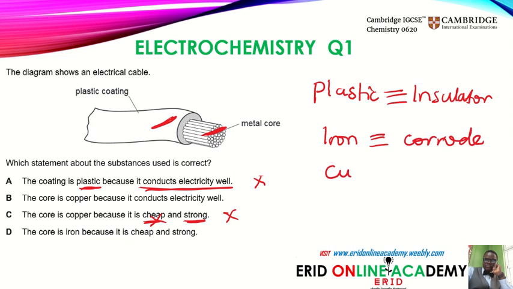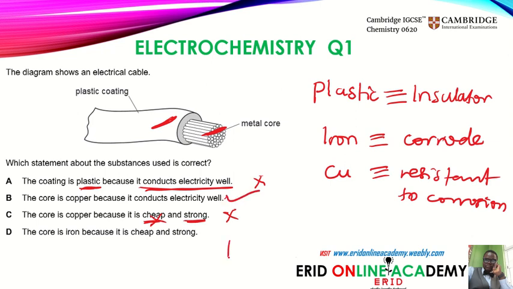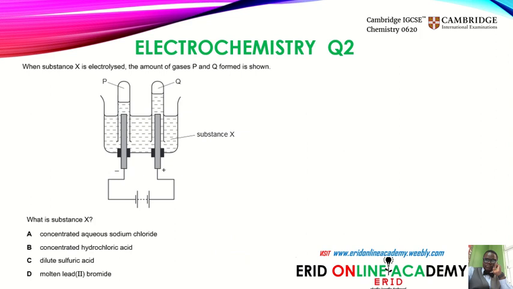So because it corrodes, it will not be a good material for electrical wiring. But copper is resistant to corrosion, so that makes it a good option for electrical wiring. So basically the correct answer here is B. B is the correct answer. Let's move on to the next question, question 2.